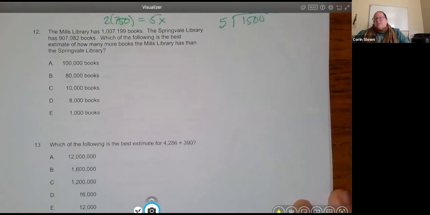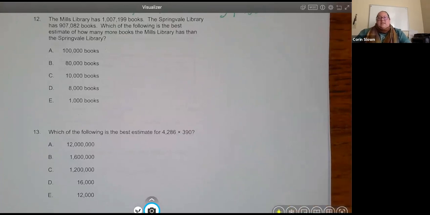But it's a cross multiplication problem is the best way, I think, to think about number 11. Okay, what about number 12?